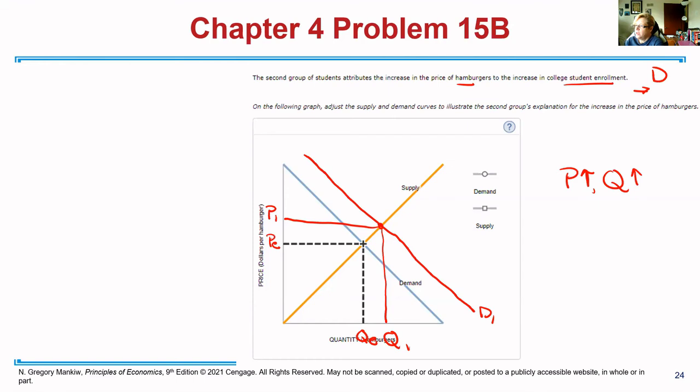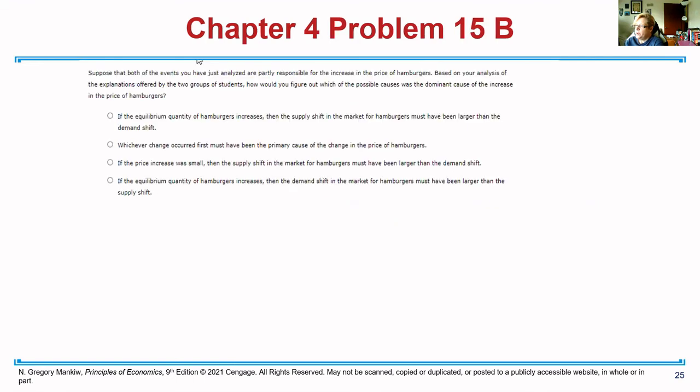Okay, the problem goes on. Suppose that both of the events you have just analyzed are partially responsible for the increase in the price of hamburgers. Based on your analysis of the explanations offered by the two groups, how would you figure out which possible cause was the dominant cause of the increase in the price of hamburgers? Essentially, we're going to put the two graphs that we just did together.